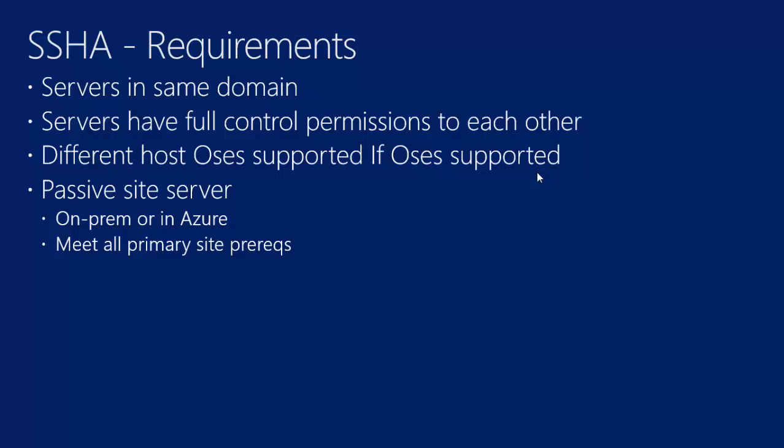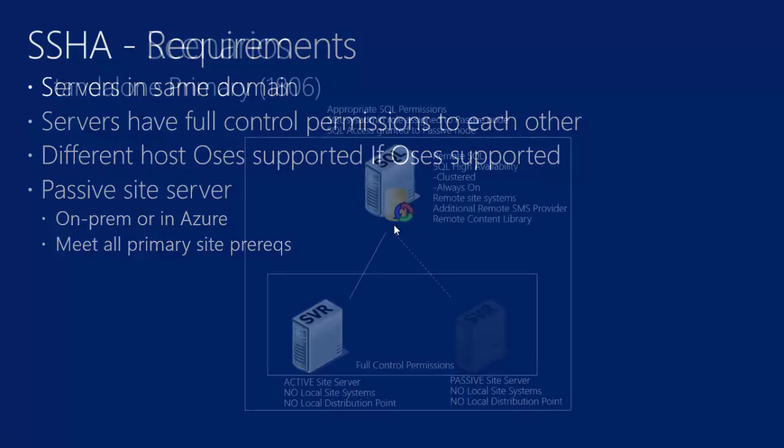If you want to have different OSs running on your servers, you can do that. It's not a problem. Totally supported. I would tend to think most customers would have a common OS, but it depends on your scenario, and you could do that. So again, the passive site server can be on-prem, could be in Azure, and the passive site server will actually be a site server. You will have the site server install run on it. I'll show you in a minute. And so therefore it has to have all of the prerequisites met, just like any other primary site server.